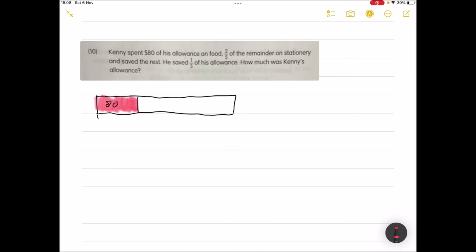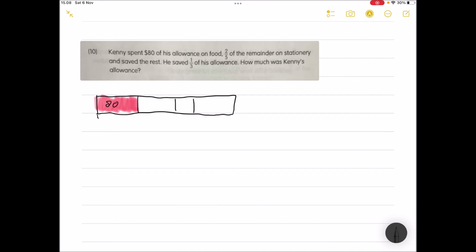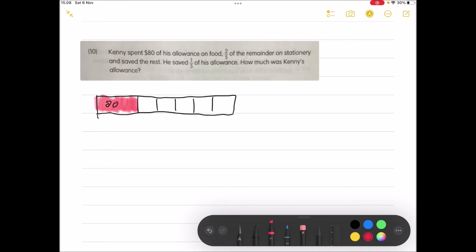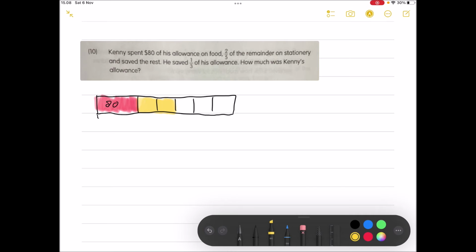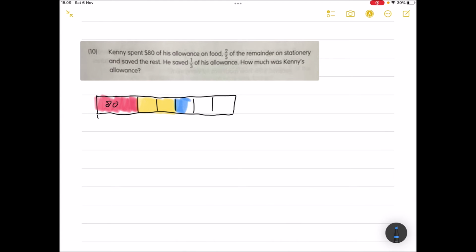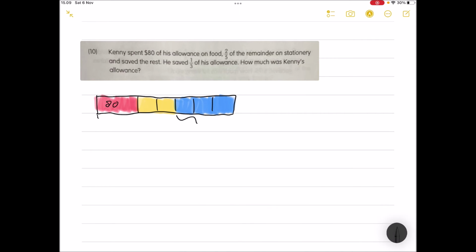Now 2/5 of the remainder on stationery and save the rest. So the white color is the remainder, right? I want to show 2/5 of it. So how do I do that? This is what I will do. I will cut it in 5 and then color 2 of them yellow. This is for the stationery. And then the last one, the blue, will be the one that I save. So this is save.